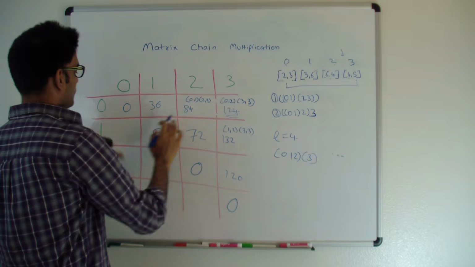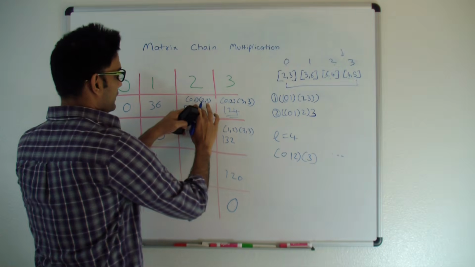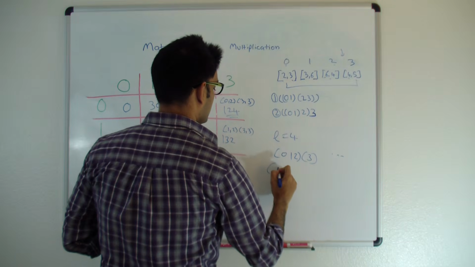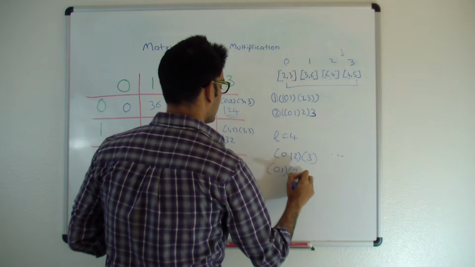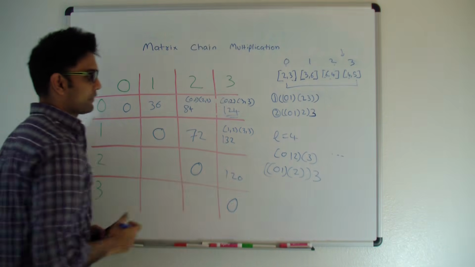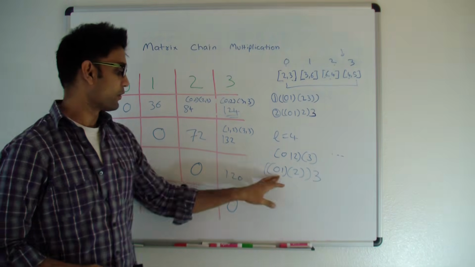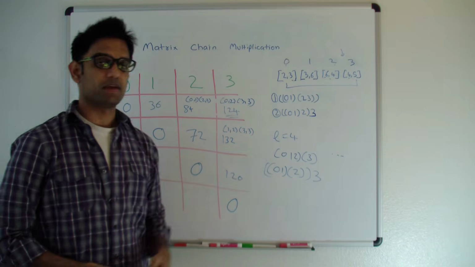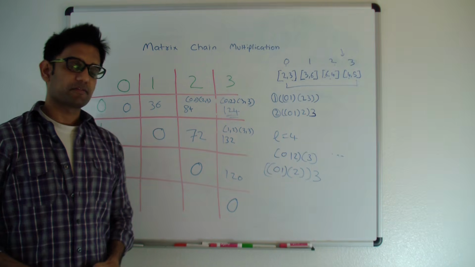Now let's go to 0 to 2. So 0 to 2 is here. So here we can see that we multiplied 0, 1 first and then 2, 2. So 0, 1, the result with 2, and the entire result with 3. So this is the order in which you should multiply them. 0 and 1 first, the result of 0 and 1 with 2, and the result of 0 to 2 with 3. Let me quickly write the formula for this one.